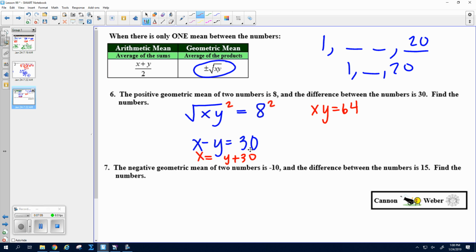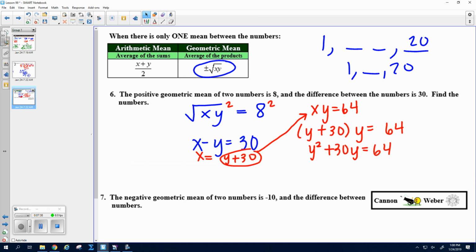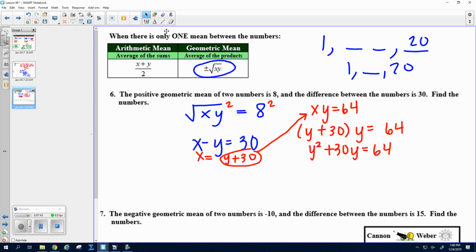Now that I have this x by itself, I'm going to substitute it into this x up here. So I have y plus 30 times y equals 64. Distribute the y. And I'm left with a quadratic. There are many ways to solve quadratics. The best way would probably be what in this case? Anybody have a guess? Oh yeah, I wouldn't do quadratic formula. You could. I would factor.